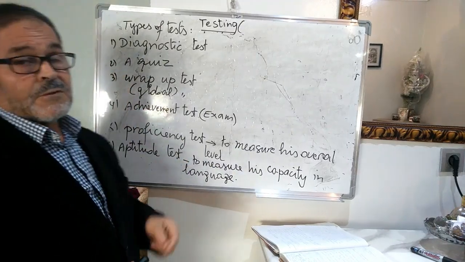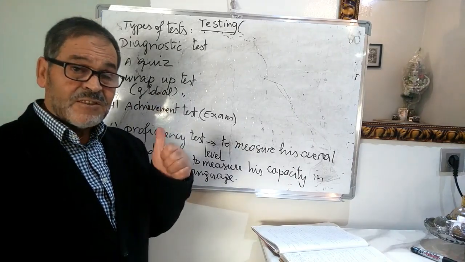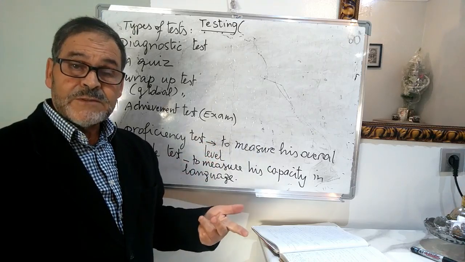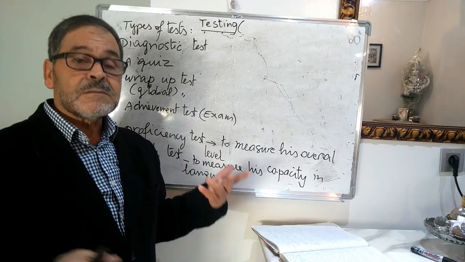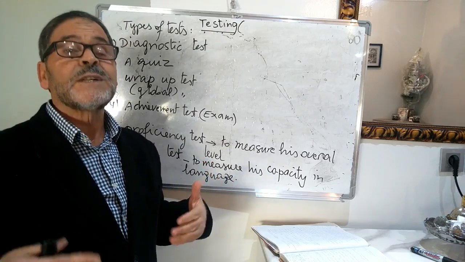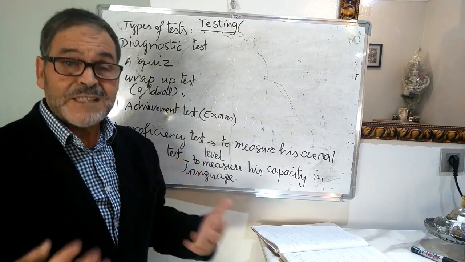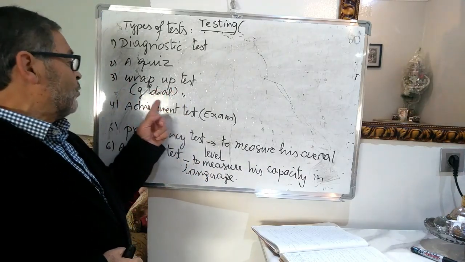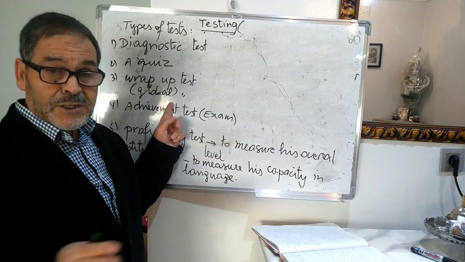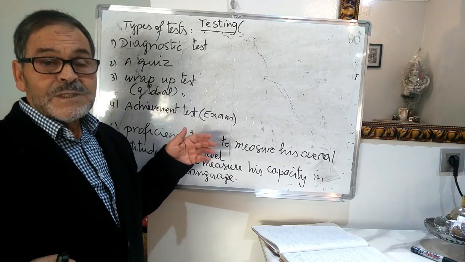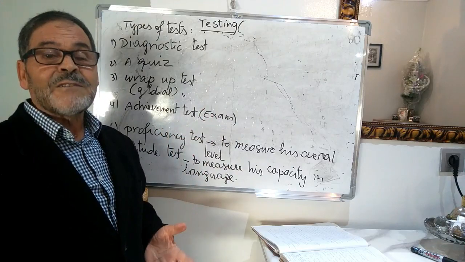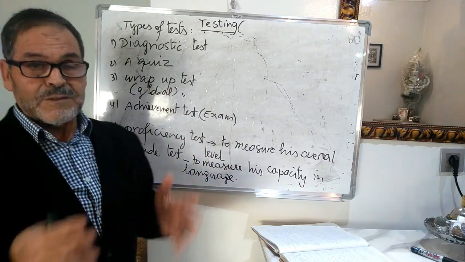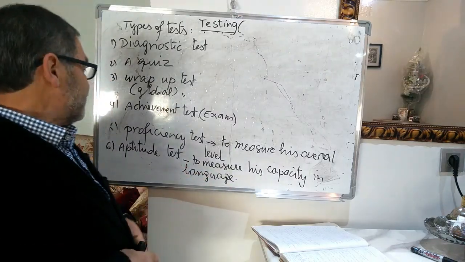And the quiz, it is just on what we have just taught, maybe one unit or two units, and we give questions about grammatical structures or vocabulary that we have taught, to see if they have grasped what we have taught. And of course, we have a wrap-up test or global test. It is given at the end of January, to see what we have learned during the 3 months, maybe October, November, December, and January.